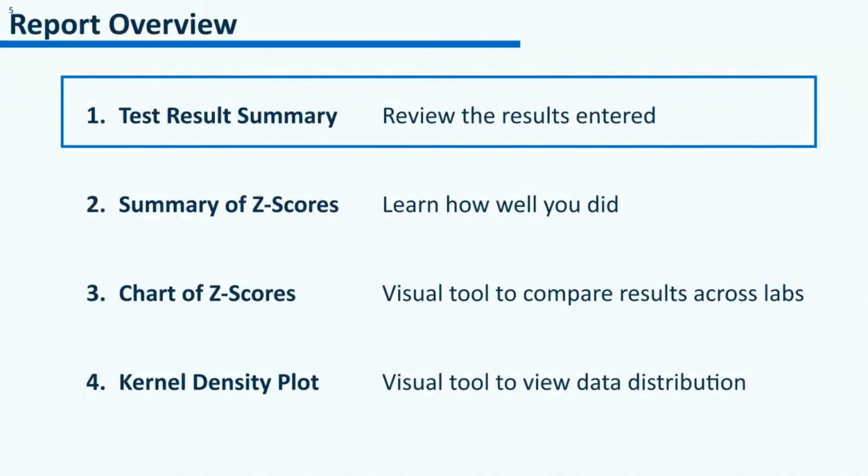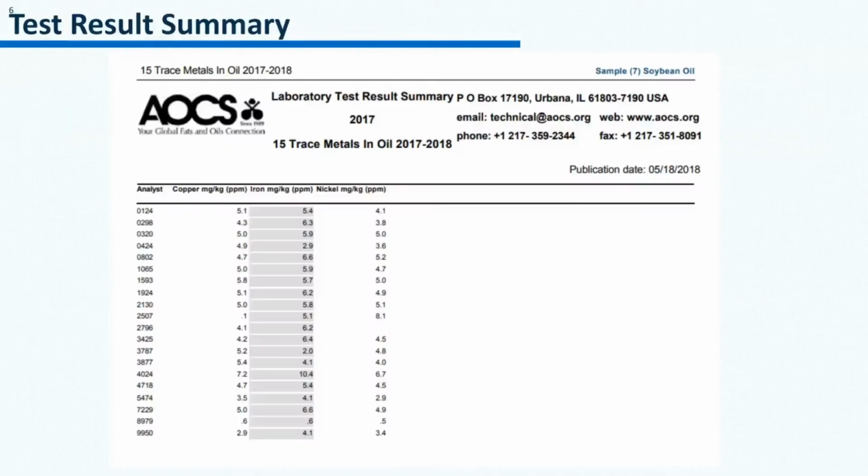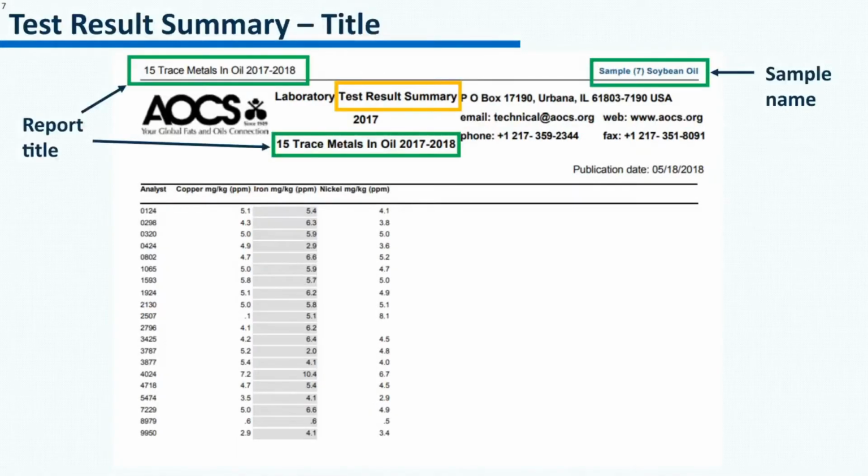The first part of the report is the test results summary. This is where all the submitted results are listed. Here is an example of the test results summary page. When reading a report, the first thing I recommend to do is to check the top left and the top right corners. At the top left corner, there is the report title. At the top right corner, there is the sample name. When you are participating in more than one series, or when there are more than one samples in a series, checking the top left and the top right corners can keep you from reading the wrong report.